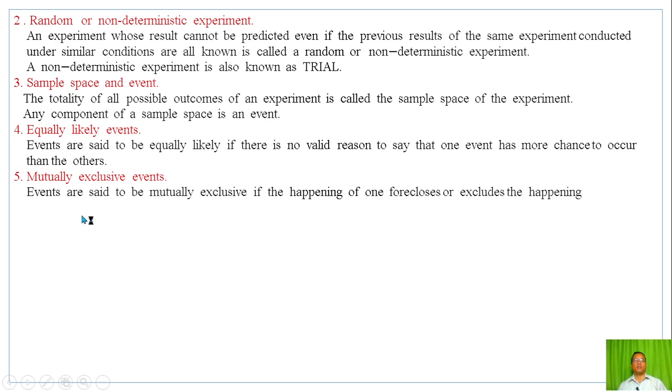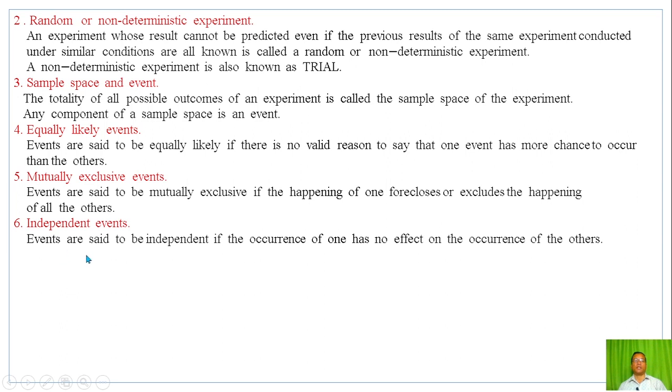Mutually exclusive events. Events are said to be mutually exclusive if the happening of one forecloses or excludes the happening of all the others. That is, two events cannot occur at a time. Happening of one excludes the other. Independent events. Events are said to be independent if the occurrence of one has no effect on the occurrence of the others.